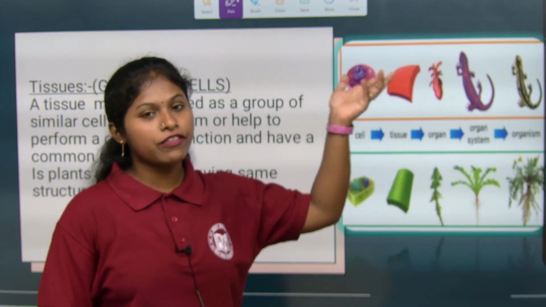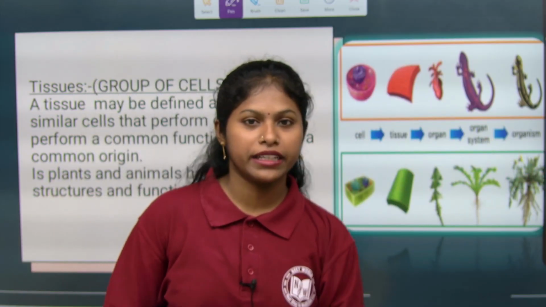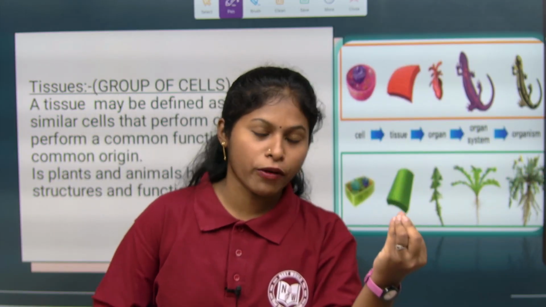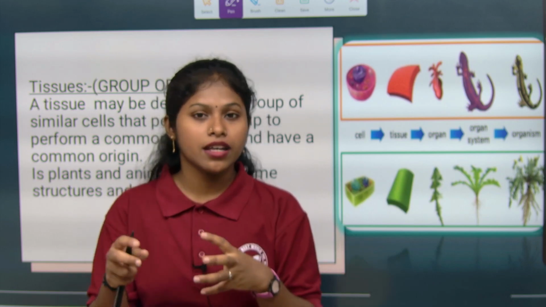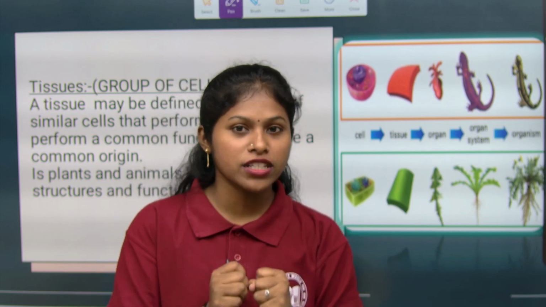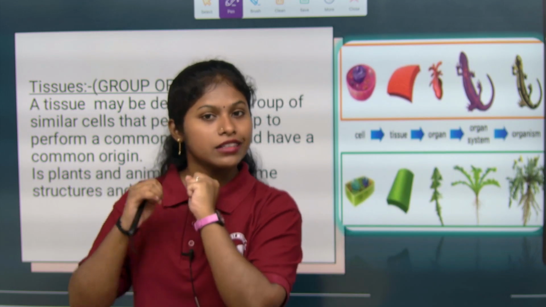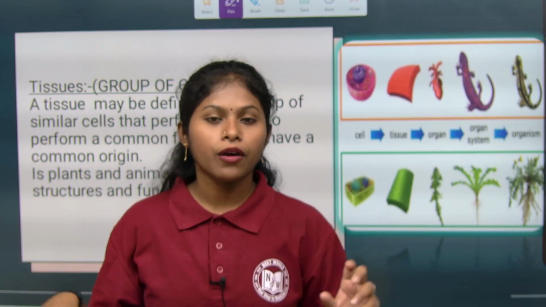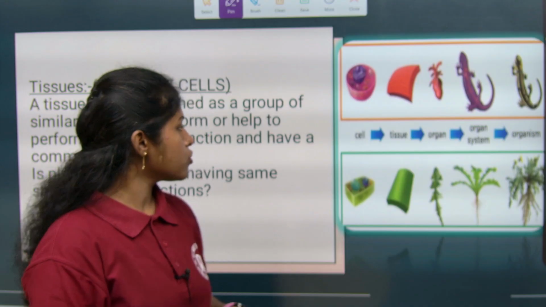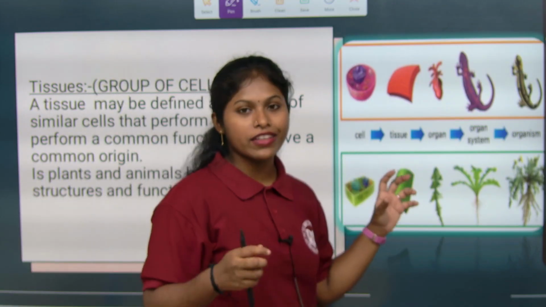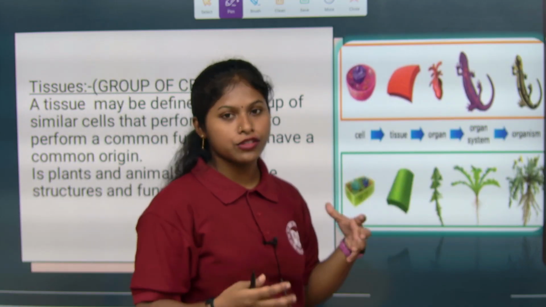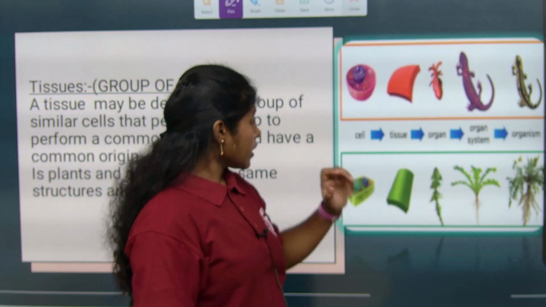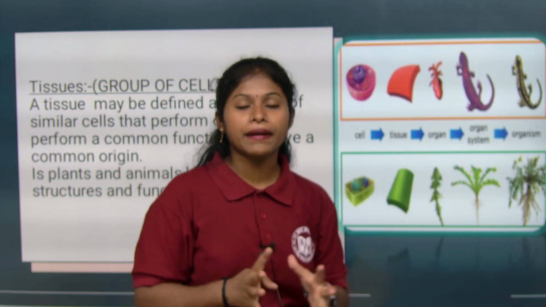I gave the example of a company, the whole company, right, children. If the cell is an employee, a group of cells we call workers, right. Then we make the branches, then branches into departments, departments into divisions, and the whole divisions make the whole company, right. So this is the example given for the tissues to be understood, children. So here we discussed mainly the plant tissues, right.